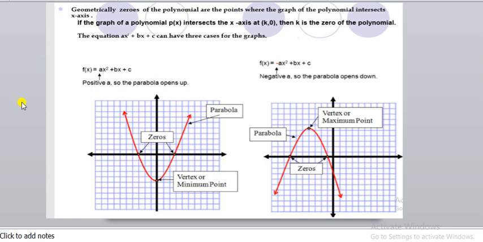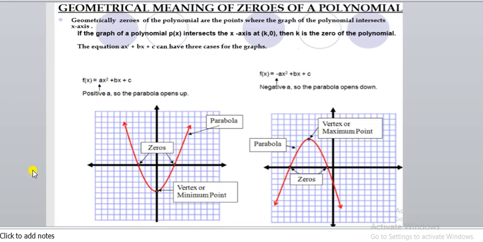Now, the geometrical meaning of zeros of a polynomial. Geometrically, the zeros of a polynomial are the points where the graph of the polynomial intersects the x-axis. Just as we have seen before, those are the points on the graph at which it intersects the x-axis. If the graph of a polynomial p(x) intersects the x-axis at (k, 0), then k is the zero of the polynomial. Means if the graph intersects at this point, this k is the zero of the polynomial.